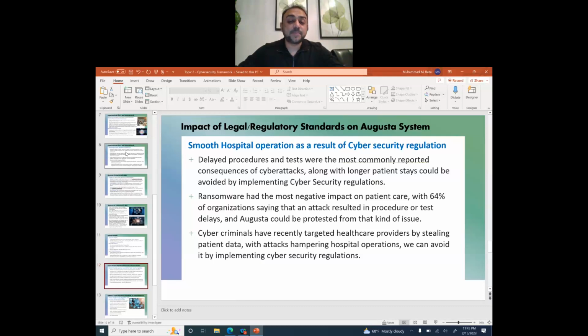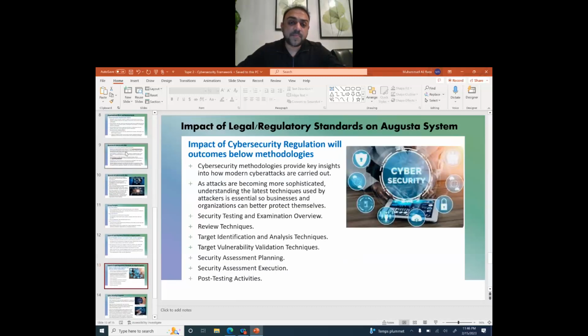Cyber criminals have recently targeted healthcare providers by stealing patient data. That's why we should be very careful and protect our hospital operation, and we need to avoid those kinds of threats and vulnerabilities by implementing cybersecurity regulation. The next is the same. The impact of cybersecurity regulation brings the methodologies below. If we have the right cybersecurity regulation, these methodologies come into the picture, and we need to keep continuing them, because they are key insights into how modern cybersecurity attacks are carried out.